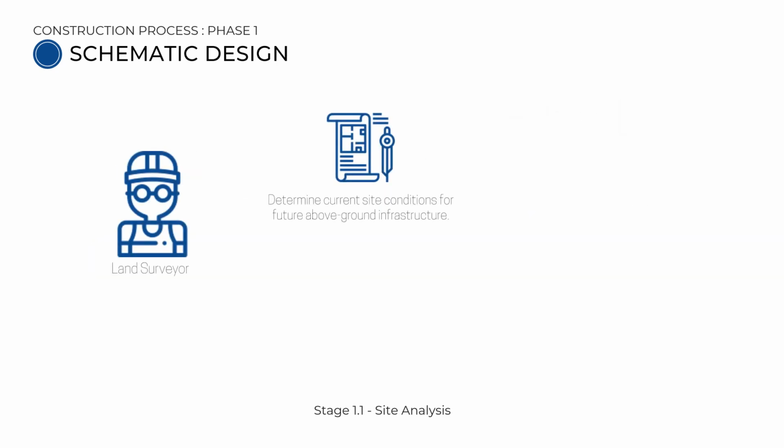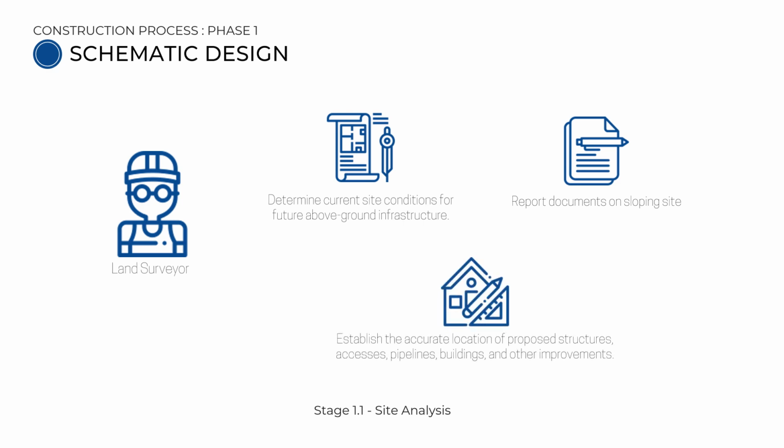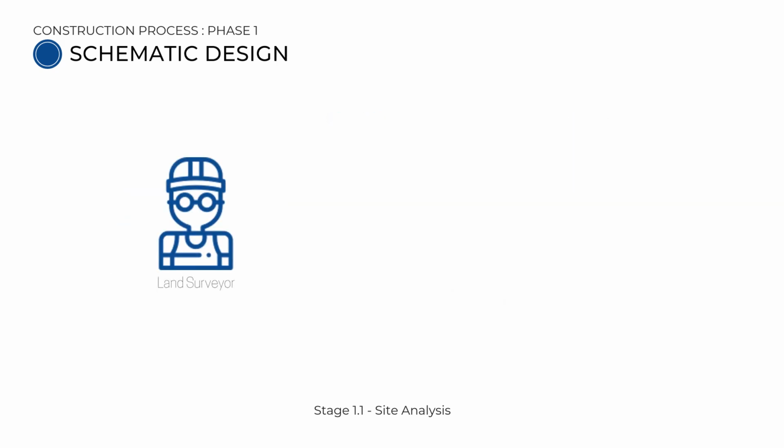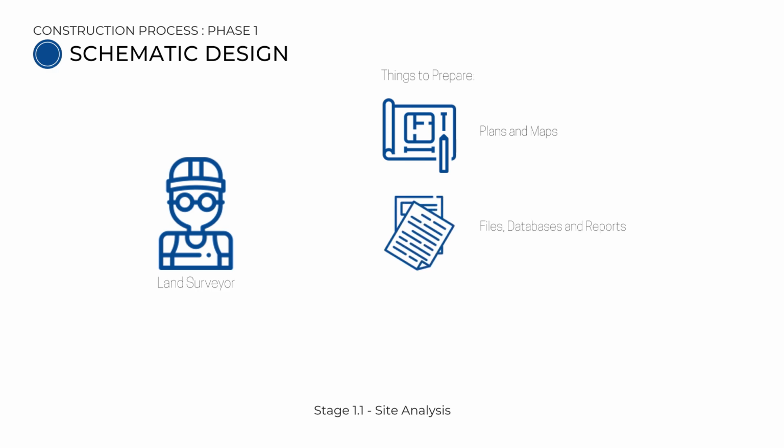The land surveyor determines current site conditions for future above-ground infrastructure. He reports documents based on the sloping site and establishes the accurate location of proposed structures, accesses, pipelines, buildings, and other improvements. He would then prepare plans and maps, files, databases, and reports together with models and charts for the consultants' further use.